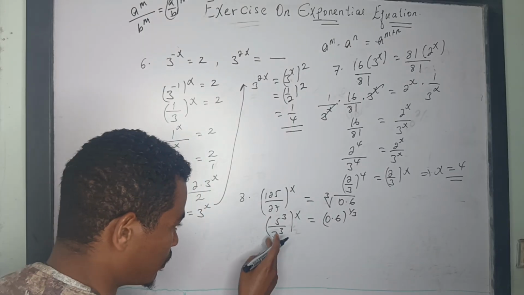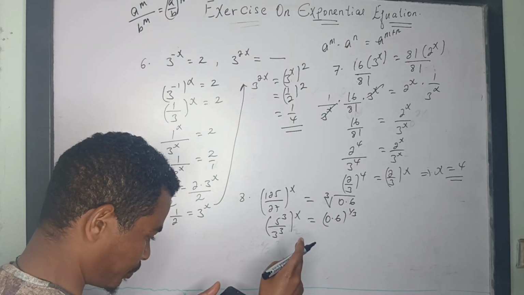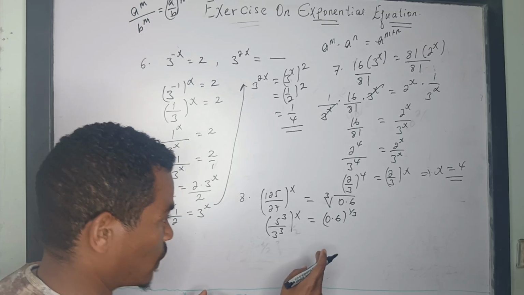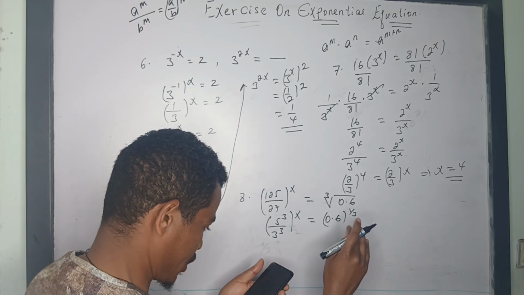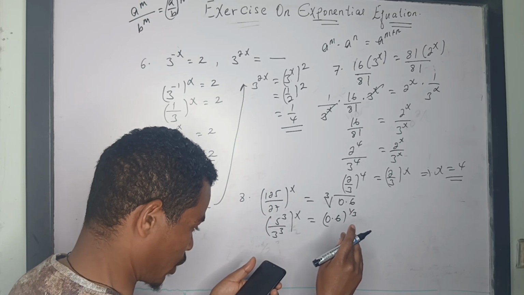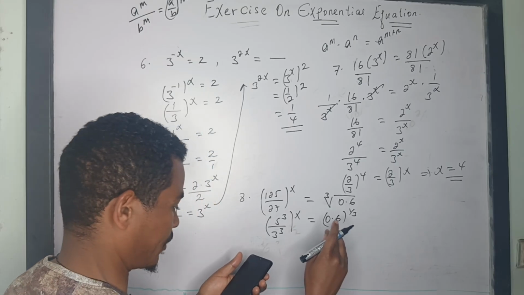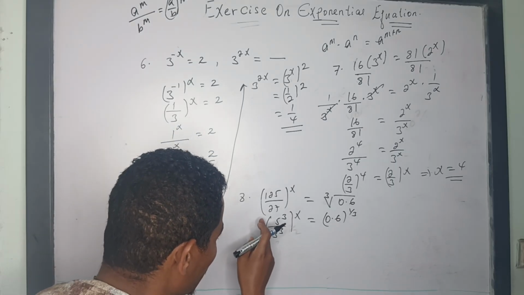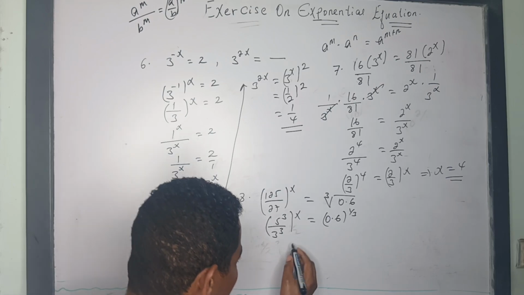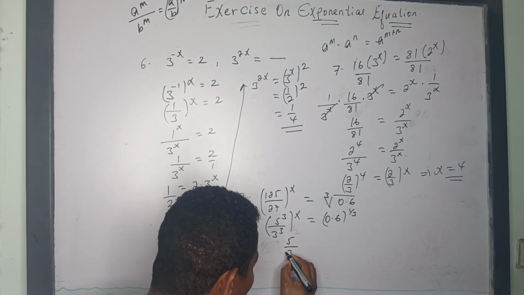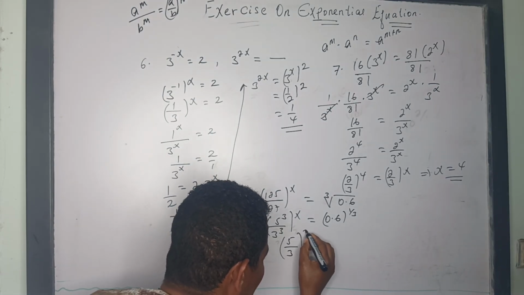Okay, so the cube root of this one, question number 8, the cube root of 0.1, 5 to the power of 6. So this is the same as 5 over 3 the power of 3x.